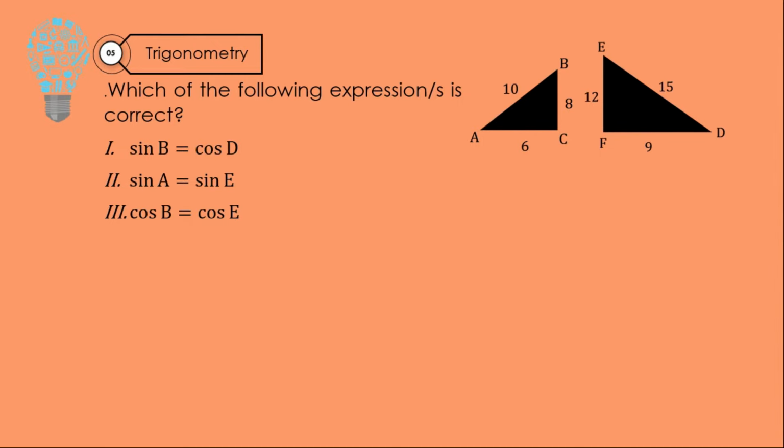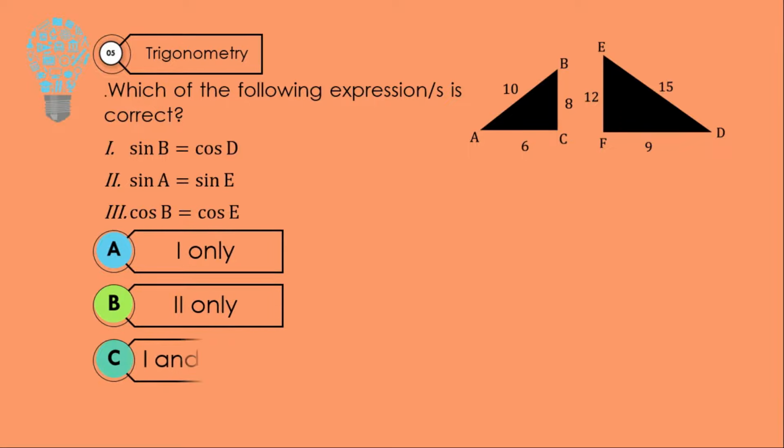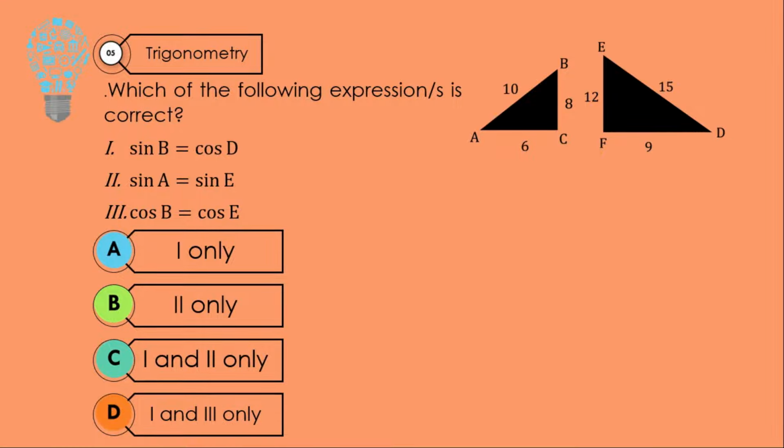1. Sine B is equal to cosine D. 2. Sine A is equal to sine E. 3. Cosine B is equal to cosine E. A. 1 only. B. 2 only. C. 1 and 2 only. D. 1 and 3 only.